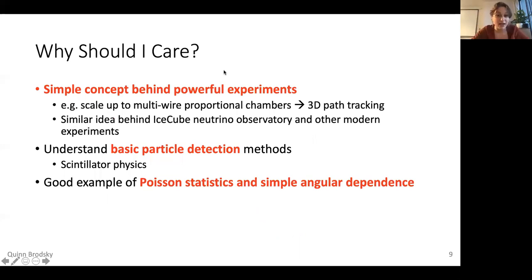Okay, so why should you care about this experiment at all? Well, first, this area of physics is the kind of stuff that physicists are researching today. For example, the Ice Cube Neutrino Observatory uses principles that are very similar to this. So it's important that students have a scaled down example of this that we can understand. This is also a good example of particle detection methods. Here we use scintillators, so it's important to understand how those work and what parts go into particle detection. Lastly, it's a system that follows Poisson statistics, which is always good because it makes calculations easy. And the muon angular dependence follows the simplest possible angular distribution, the cosine squared law, which also makes it easy to check as a particle physics experiment.